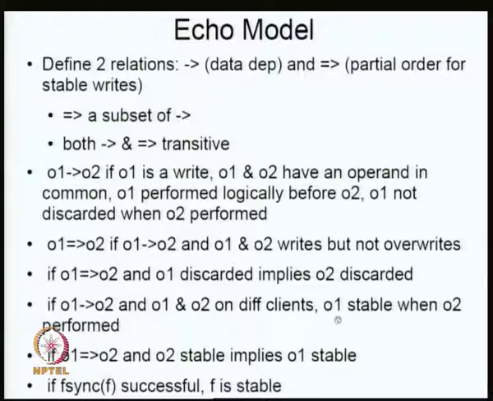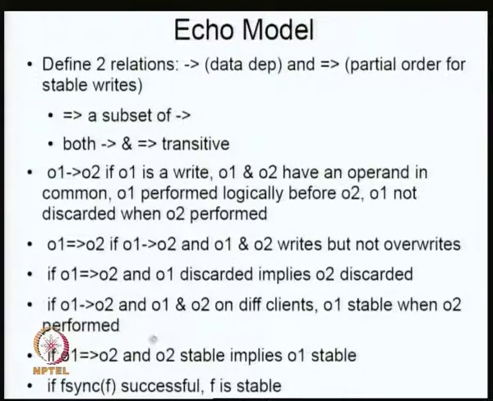If it is not stable, then I cannot guarantee, if O2 is performed, that O1 will not crash, right? The node on which O1 was done can crash, and then there is no way to recover it. That is why O1 has to be stable. Okay.